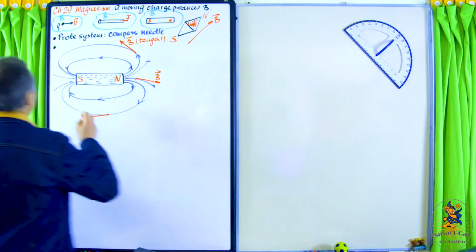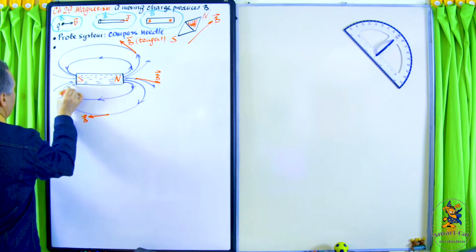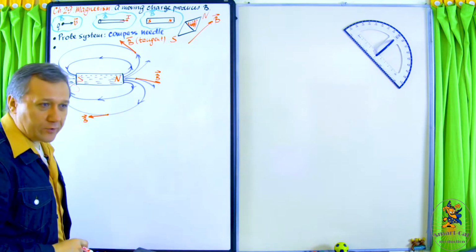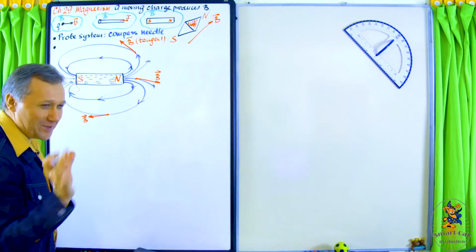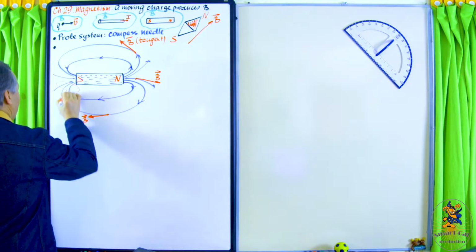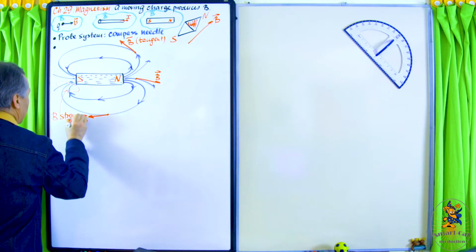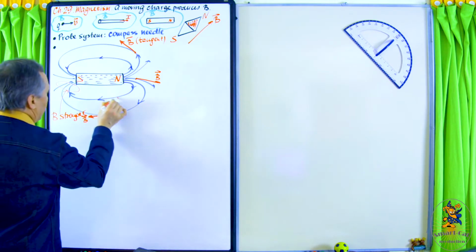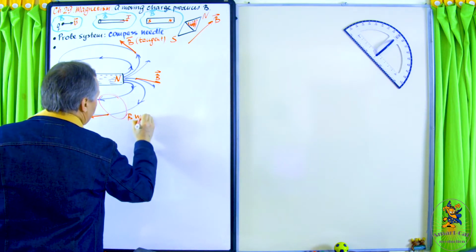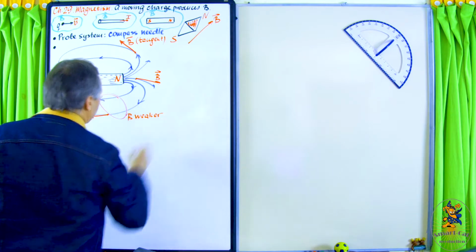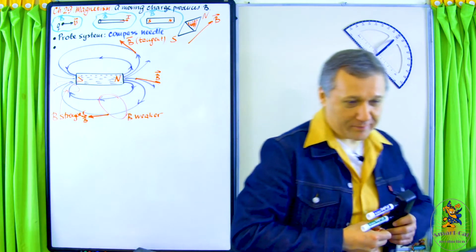So if over here the density of lines is larger, the magnetic field strength is stronger. Sorry. All right. So B is stronger, and here, of course, B will be weaker. Density of lines smaller. Magnetic field is weaker. Right.